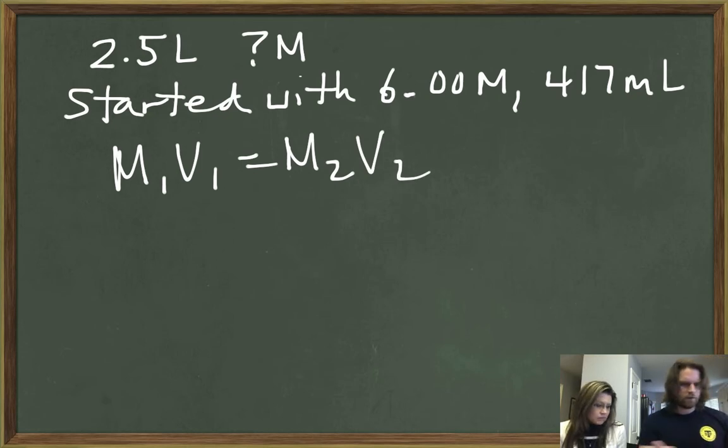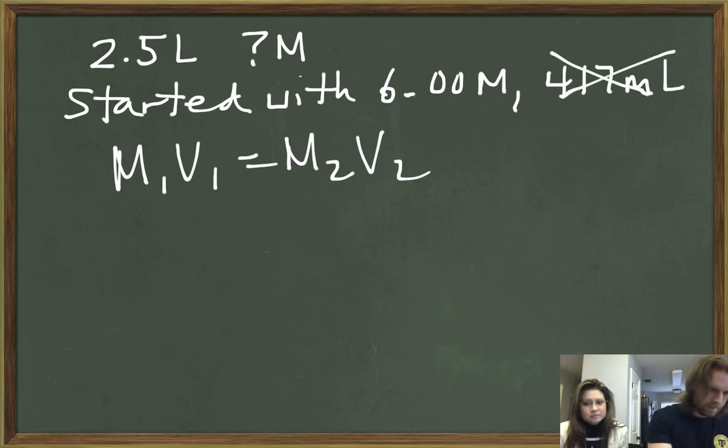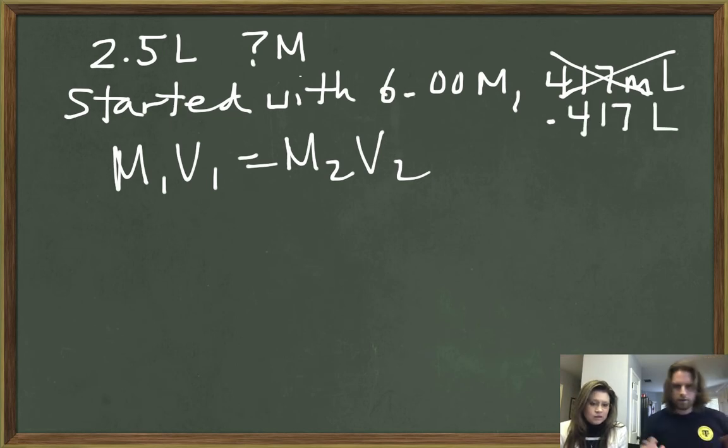So let's convert this one right here, 417 milliliters, divide it by 1,000. That'll be 0.417 liters. Now we've got liters and liters. Everybody's happy, right? You lemonade diluter.